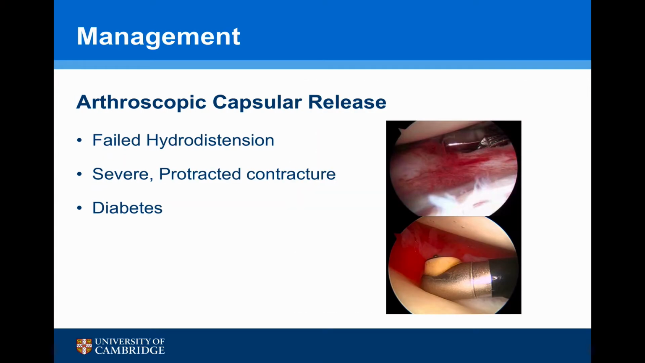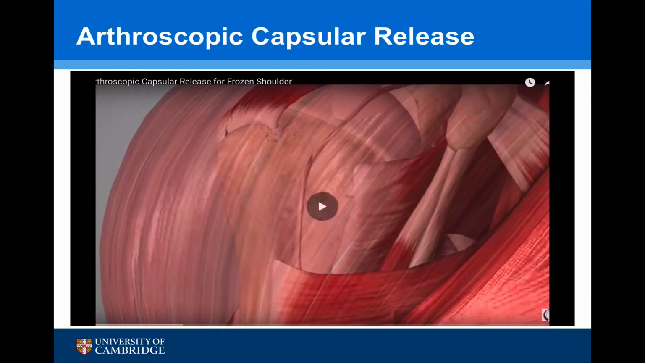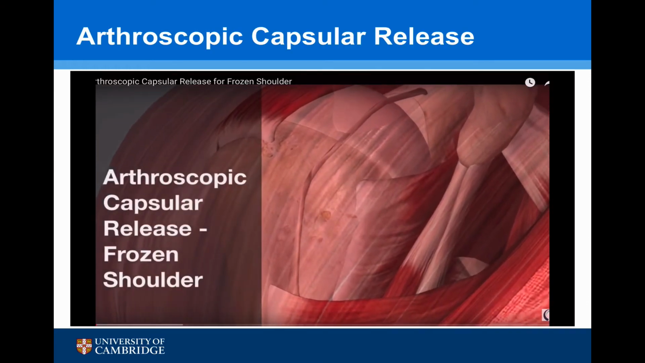For the small group of patients who fail to benefit from hydrodistension, have a severe or protracted contracture, or have diabetes, an arthroscopic capsular release is indicated. Arthroscopic capsular release for frozen shoulder.